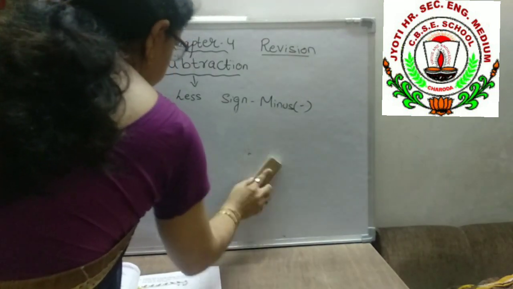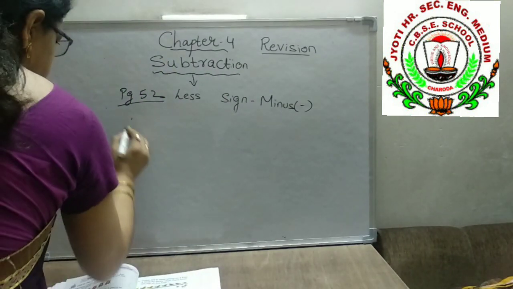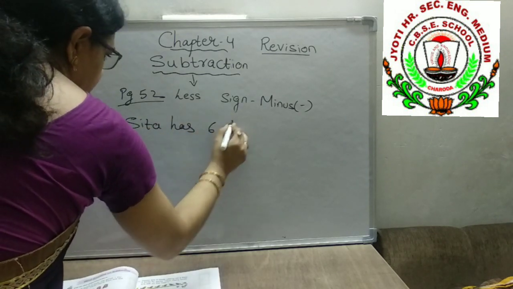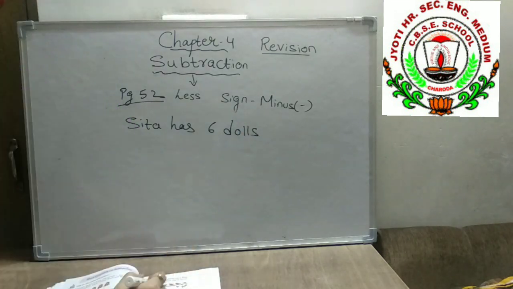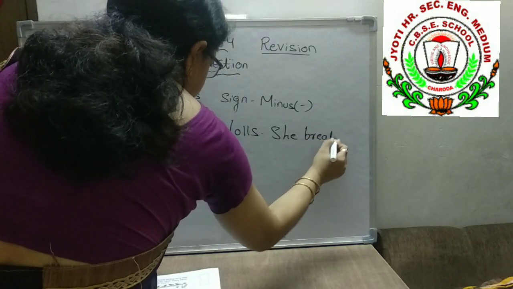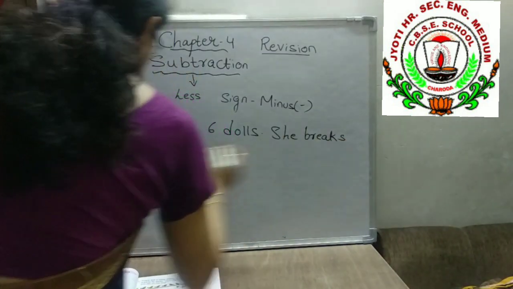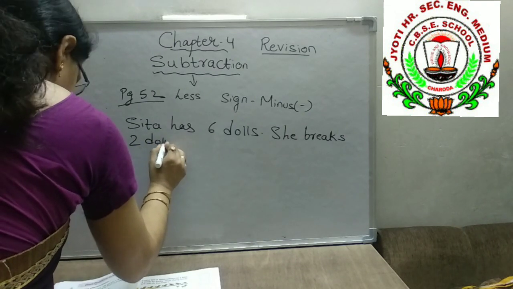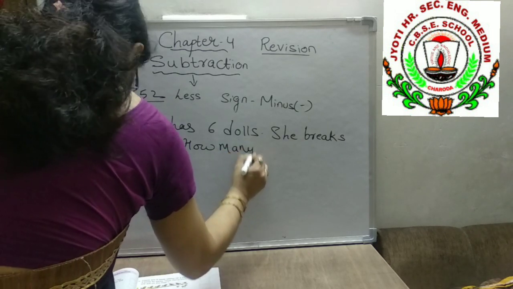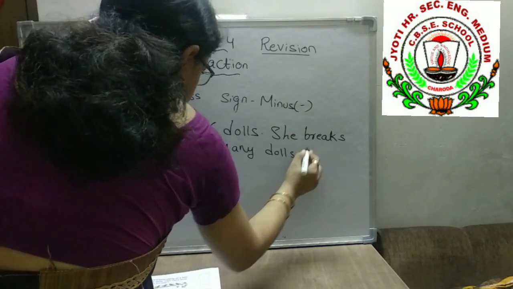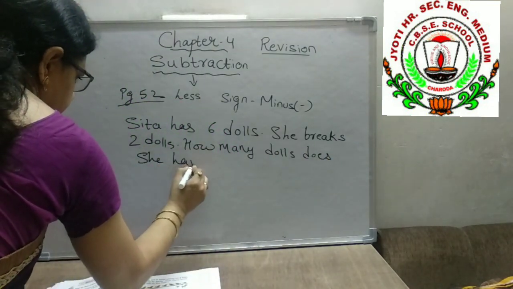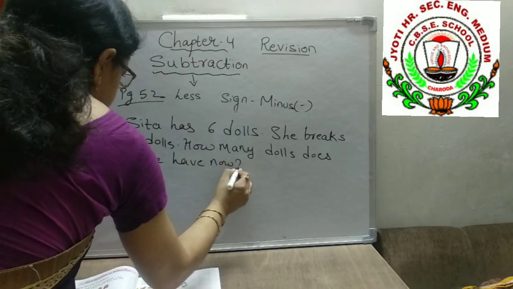Let us take one more example. Sita has 6 dolls. How many dolls does Sita have? Sita has 6 dolls. She breaks 2 dolls. What do we mean by breaks? Breaks means तोड़ दिया उसने. How many dolls does she have now? Now you can see Sita is a girl.